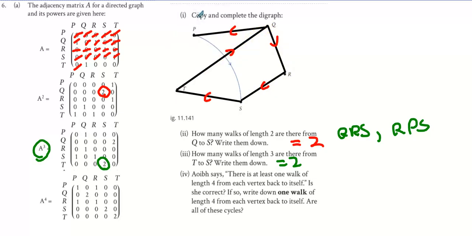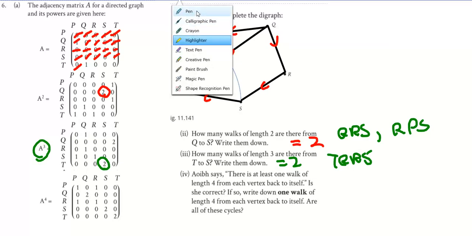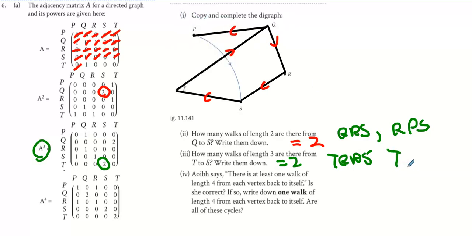What's the other one of length 3? Anybody else have another idea? TQPS. Okay, let's find out. TQPS. Yeah, that'll do the trick. TQPS for the other one.